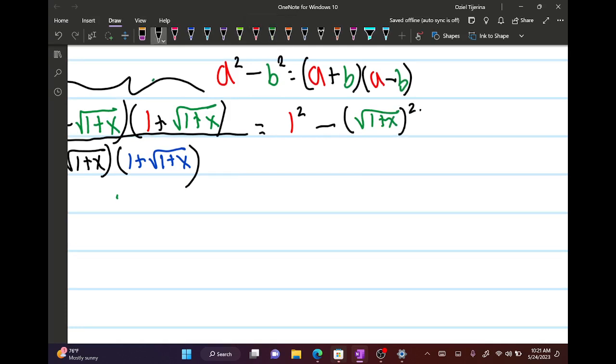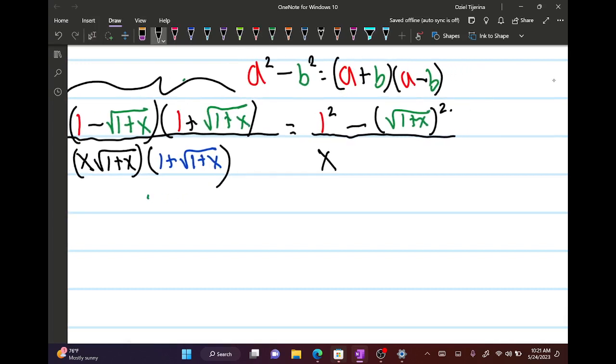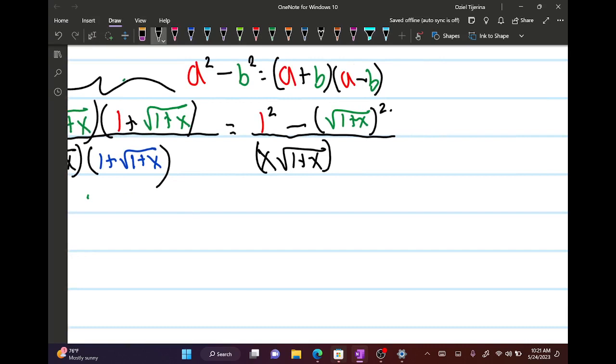And there's a reason why I'm putting it in parentheses, because obviously it's all being squared, right? So then on the bottom, I'm just going to put the same thing I did. So it's going to be x square root of 1 plus x, and then this part I'm just going to write in black. So it's going to be times 1 plus the square root of 1 plus x.